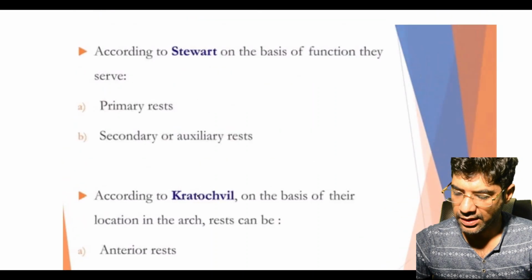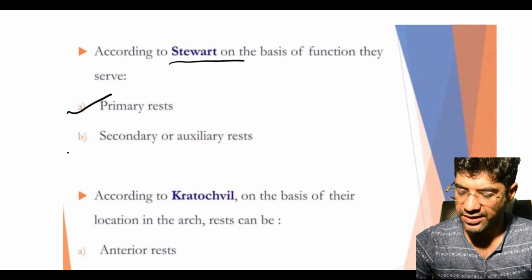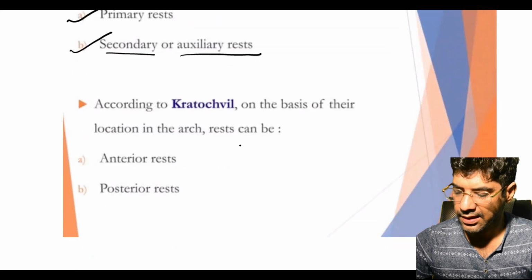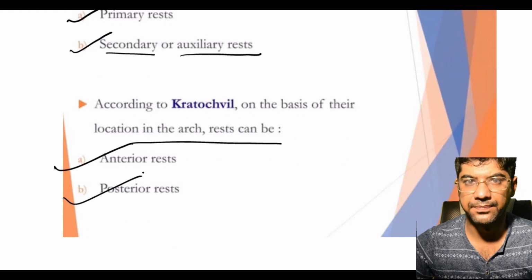Now, according to the Stewart classification, the rest can be a primary rest or secondary rest. Another name is auxiliary rest. According to Kratochvil, on the basis of location in the arch, the rest can be an anterior rest or a posterior rest.